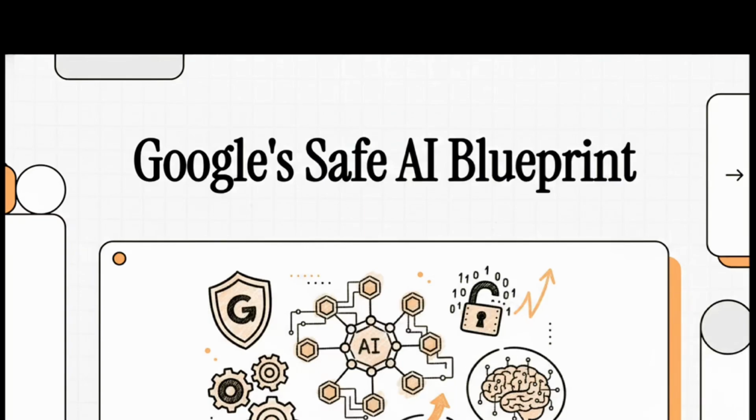AI is everywhere, right? I mean, it's finishing your sentences, it's recommending your next binge watch, and it's even helping design brand new medicines. It's this incredible new world we're living in. But as we hand over more and more tasks to these super powerful systems, a really critical question comes up. How do we keep it all secure? Well, today we're going to look at Google's blueprint for doing exactly that.